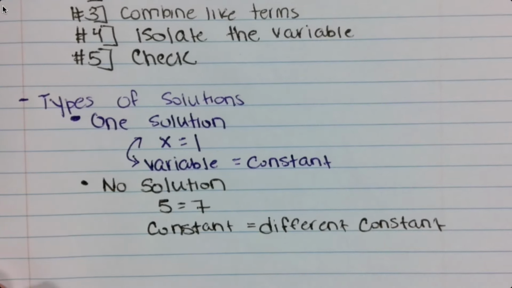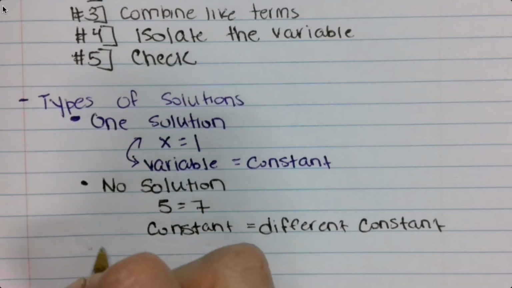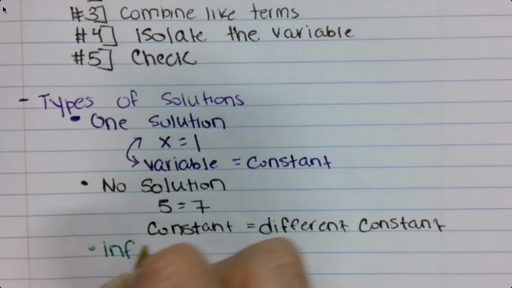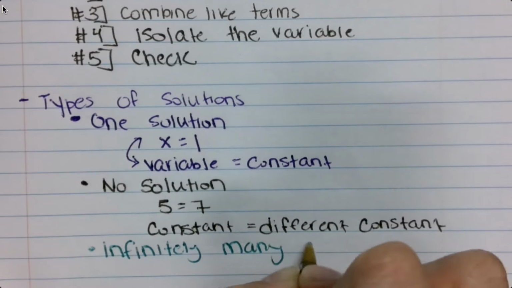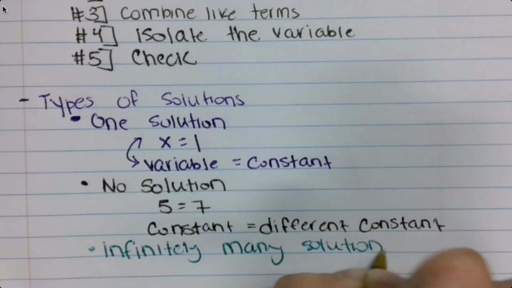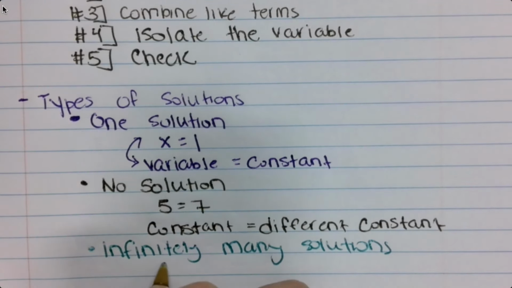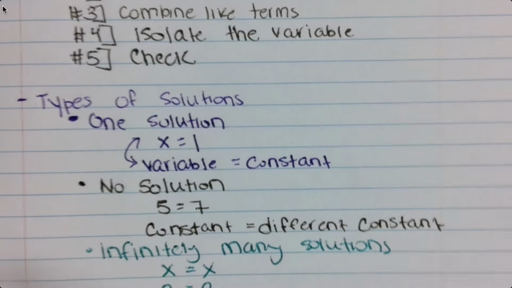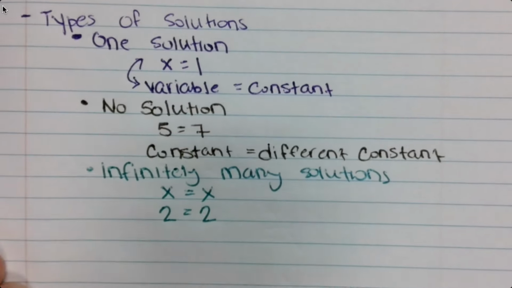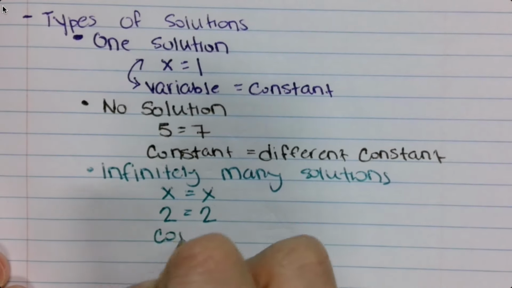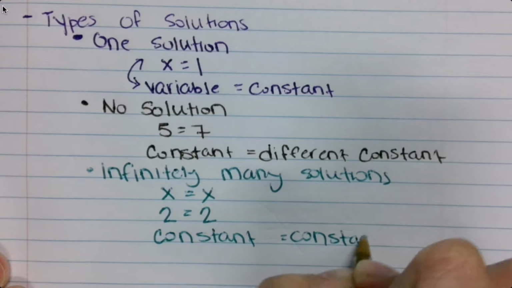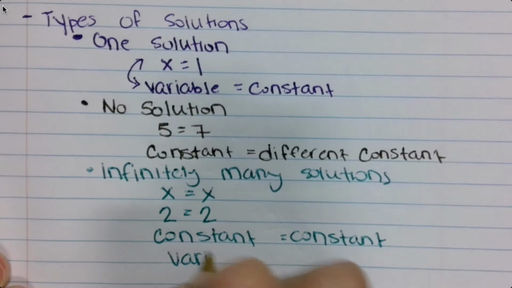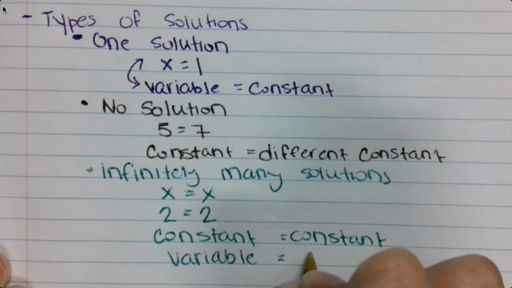All right? And then your last type is infinitely many solutions. And that means that you have x equals x, or you have something like 2 equals 2. Okay? So we have a constant equals the same constant, or we have variable equals the same variable.